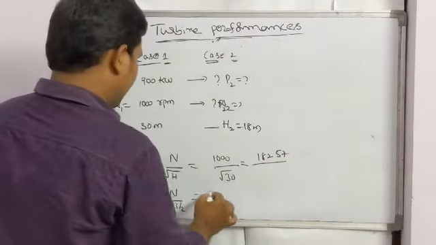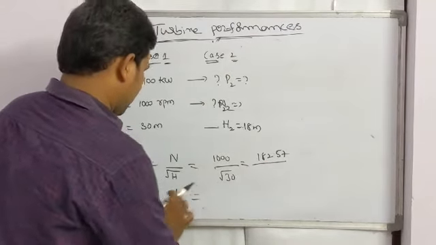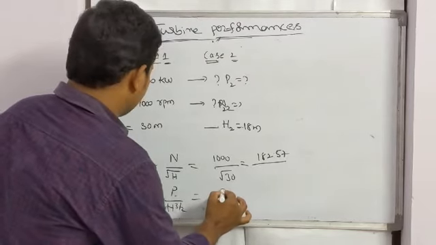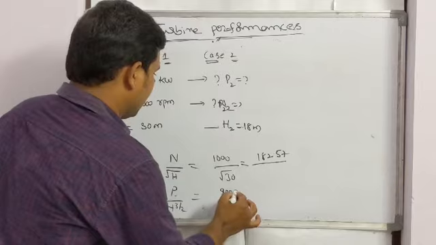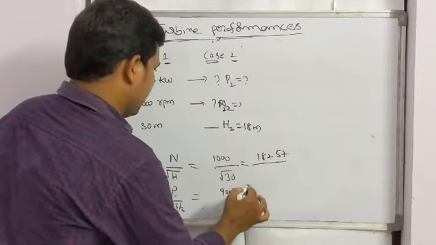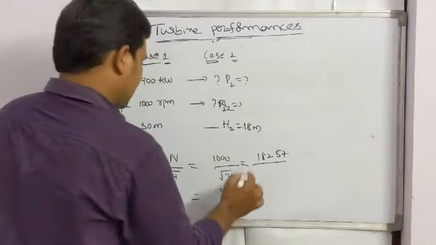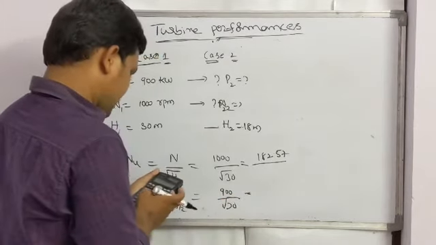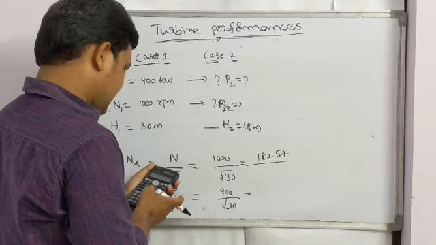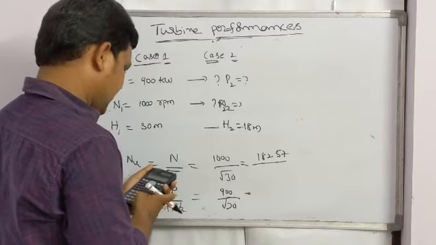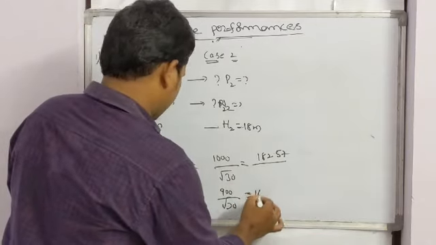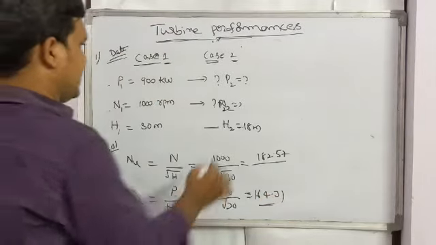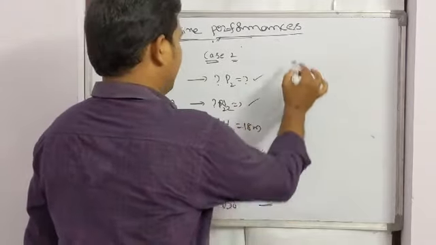Then unit power is P by H power 3 by 2. P is nothing but 900 kilowatt. So 900 kilowatt divided by root 30, 900 divided by root 30 gives us 164.31 of unit power. Then we can find out P2 and N2.